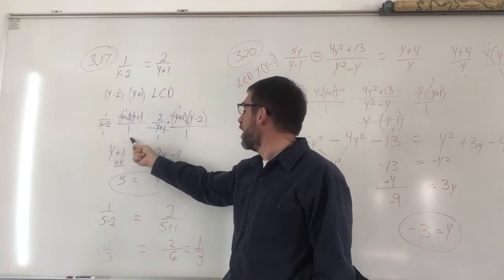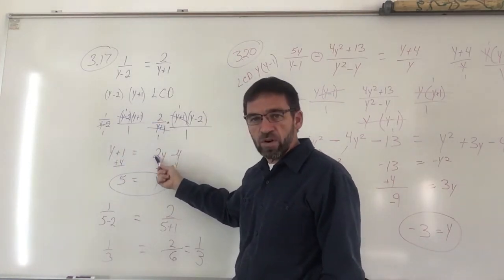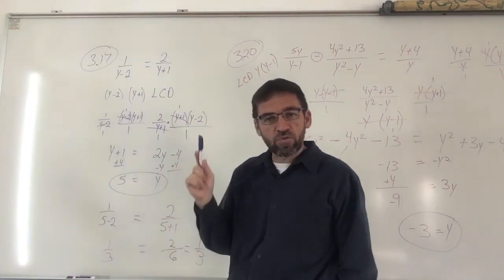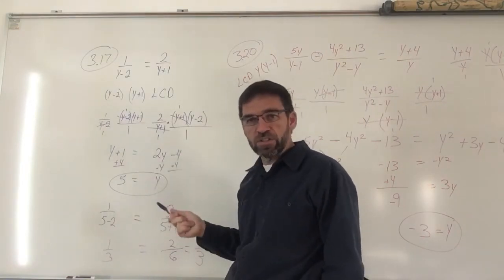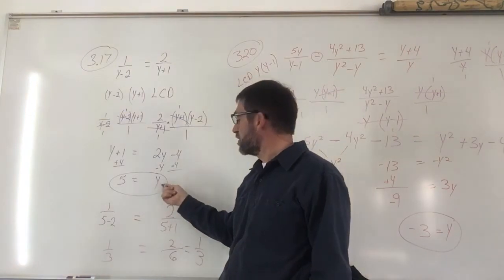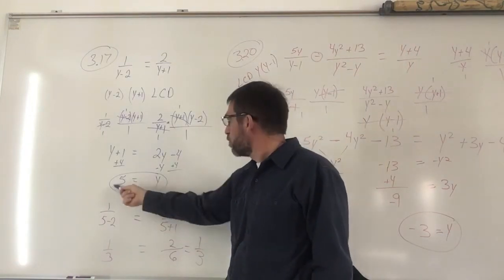Then I took this y here and brought it over here with the 2y and subtracted 1y from 2y, because it's a negative y when I brought it across the equal sign. That left me with just simple little y. So 5 equals y.